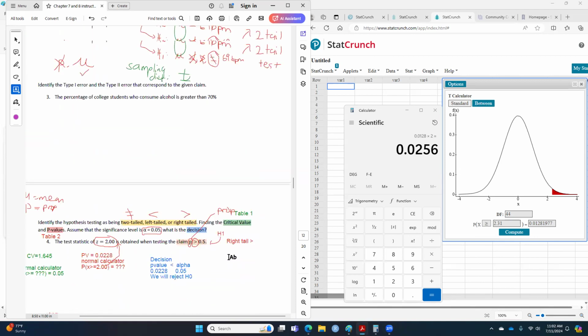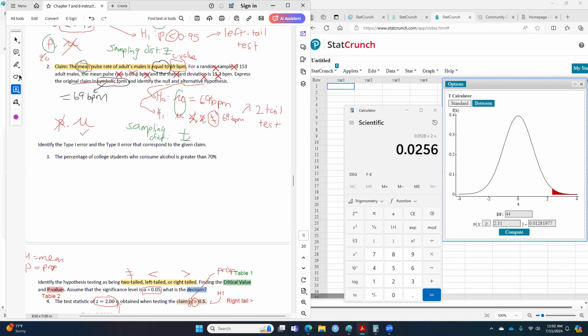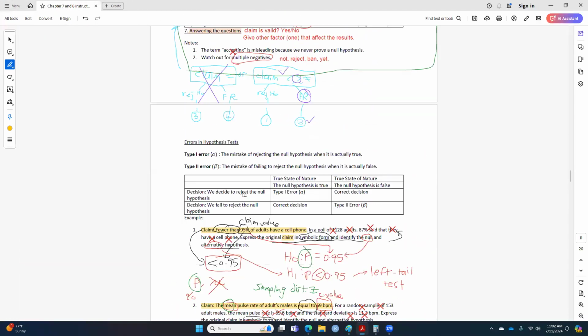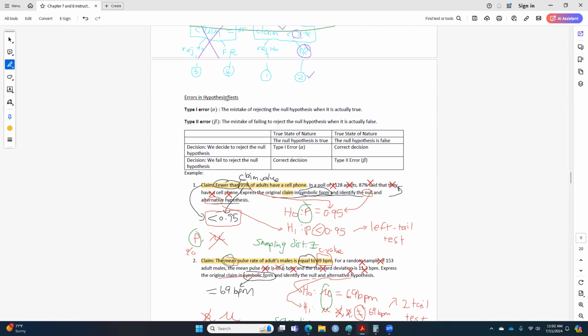We're going to go to question number 3, identifying what we call type 1 and type 2 error. I did not go through this with you, so I will be going over this with you here. So what are type 1 and type 2 error?